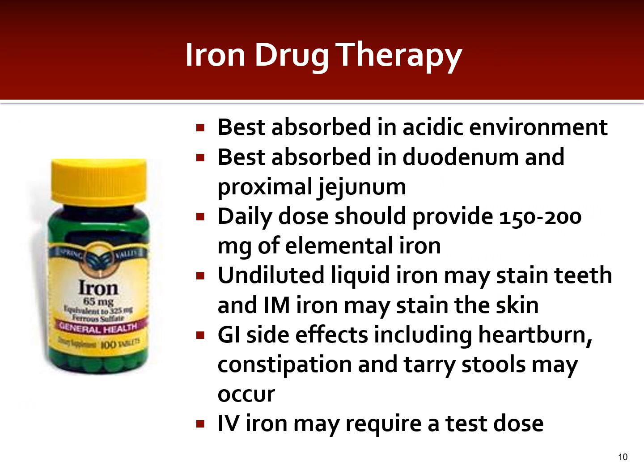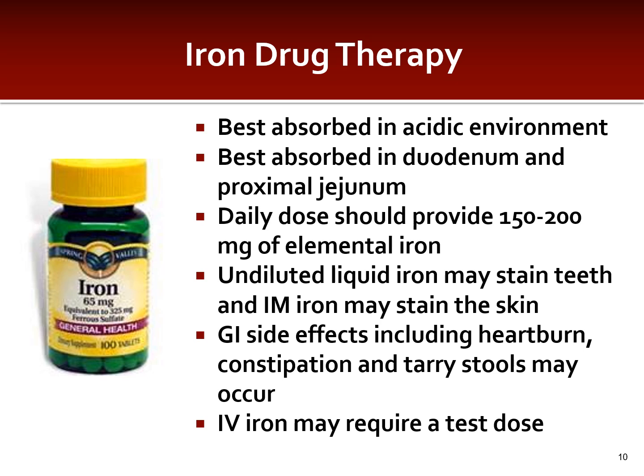Iron therapy. How do we replace it? We're going to make sure we know that iron is best absorbed in an acidic environment. It's best absorbed in the duodenum and also the proximal jejunum. So we're going to give a supplement, could be 100 to 200 milligrams of elemental iron. We know giving iron stains the teeth, so we need to give it undiluted with a straw. And also it could stain the skin.